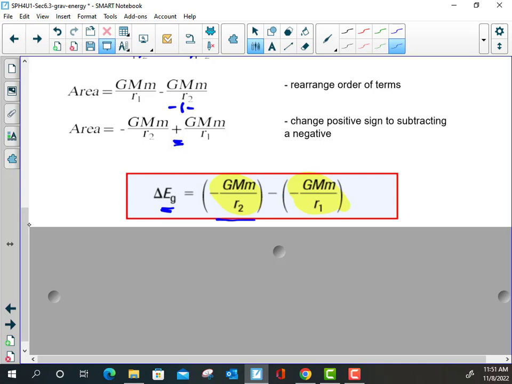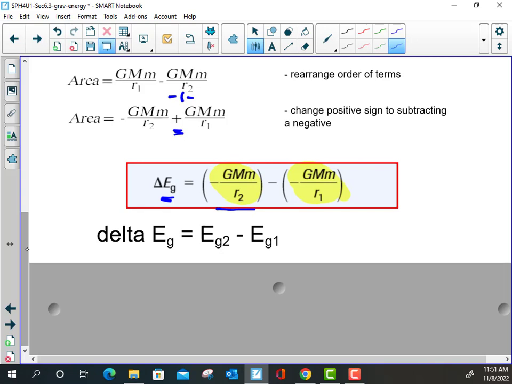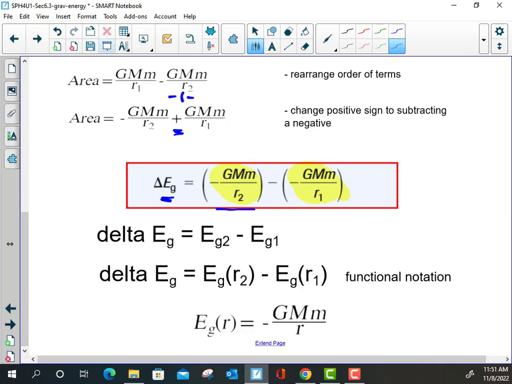We're going to talk a little bit about what that negative sign out front means. Might be a little surprising to you. So these are all the same things. So delta EG, EG2 minus EG1. You could do it with functional notation. And just a reminder that our EG equation now is a negative G, capital M, little m, all over R. Okay, so that's worth a red box.